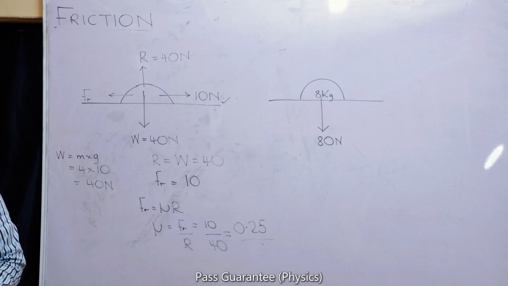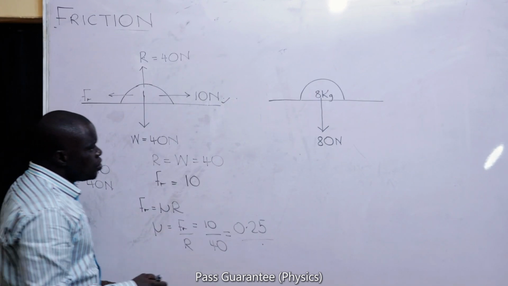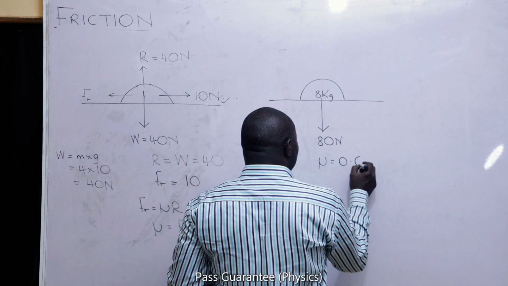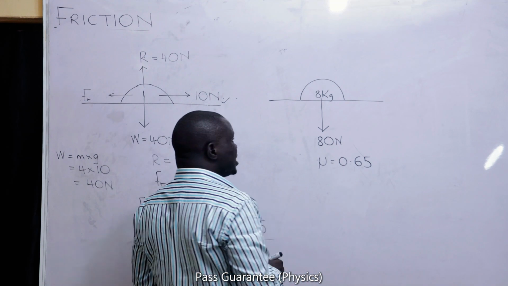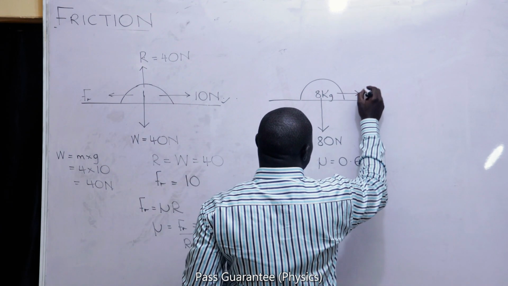We are told that a body of mass 8 kilogram rests on a horizontal surface. If the coefficient of friction between the body and the horizontal surface is 0.65, calculate the minimum horizontal force enough to just move the body. We are given the mu that we found to be 0.65. We now want to find the horizontal force that will just be enough to move the body. Now, let me indicate that horizontal force as P.